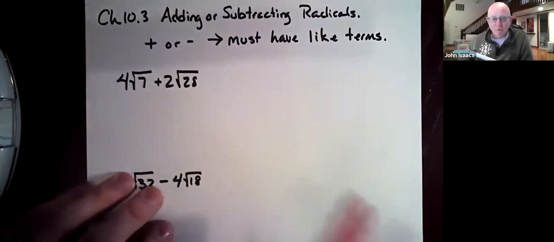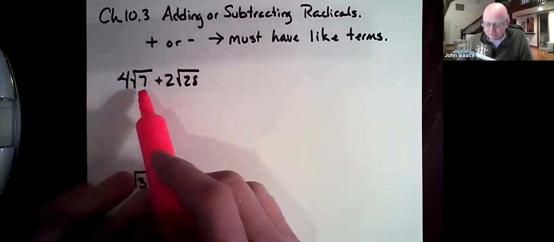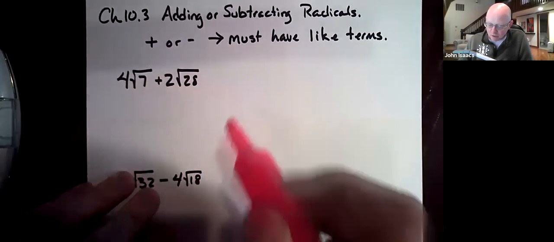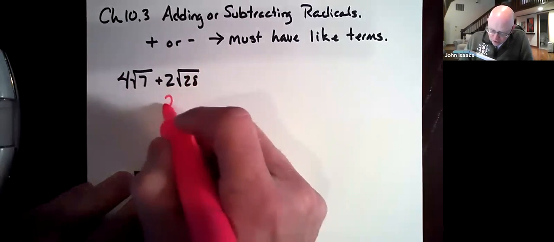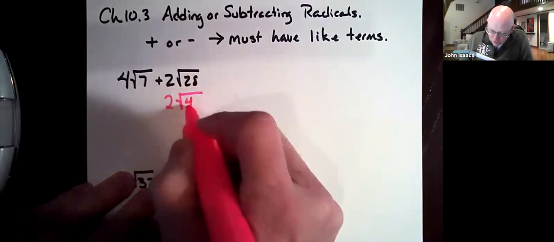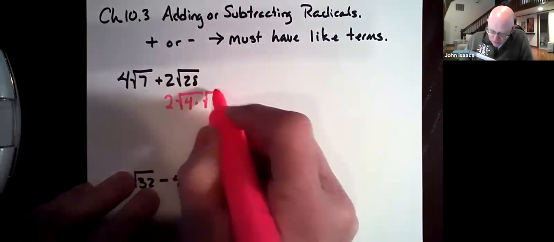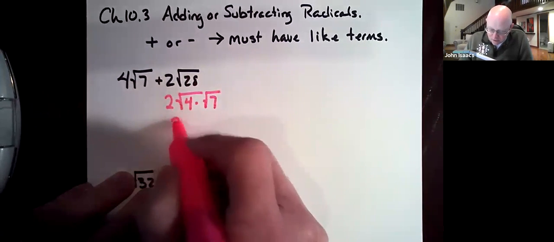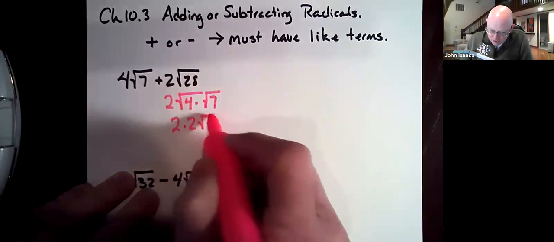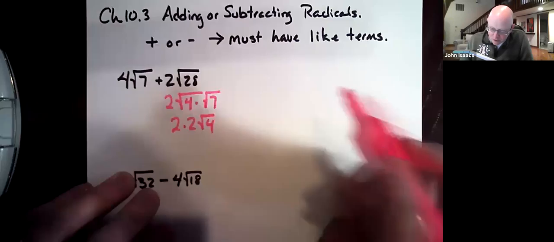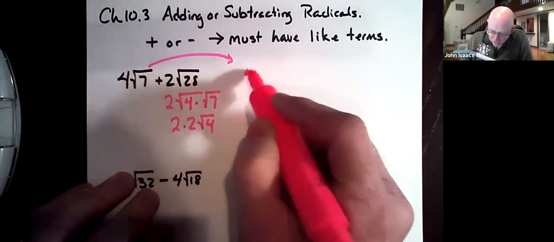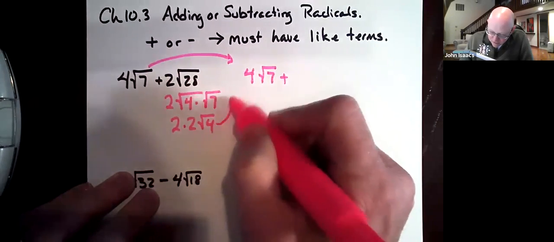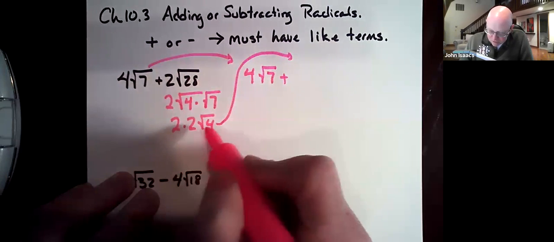So here we're faced with 4 root 7 and 2 root 28. 2 root 28 is not in its simplest form though. So we might think of this 2 root 28 as being 2 root 4 times root 7, thus having this be 2 times 2 times root 7. So we have 4 root 7, and we have, well, 2 times 2.